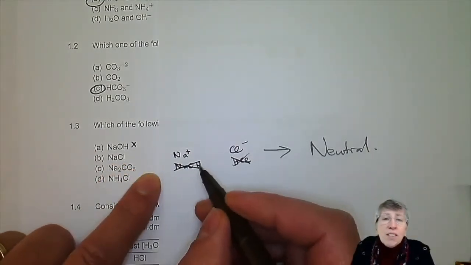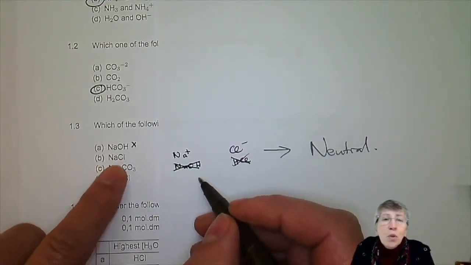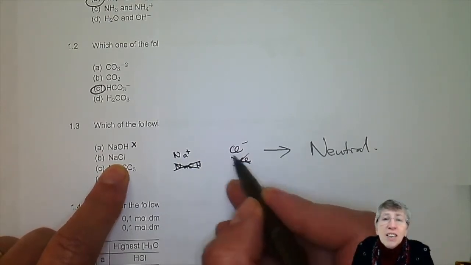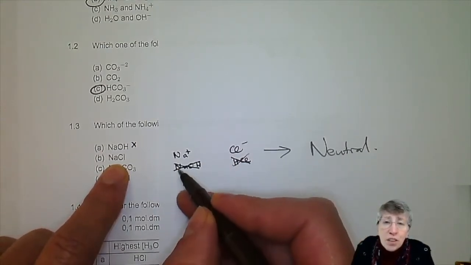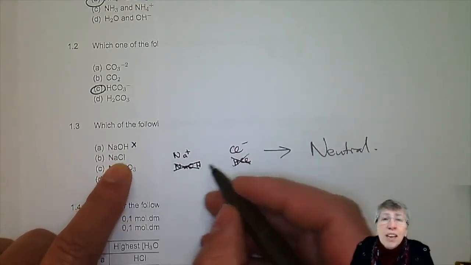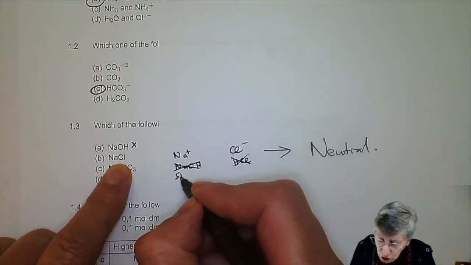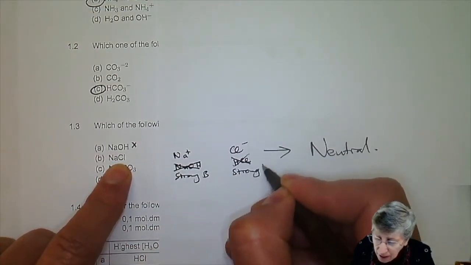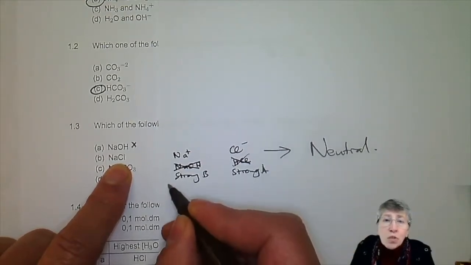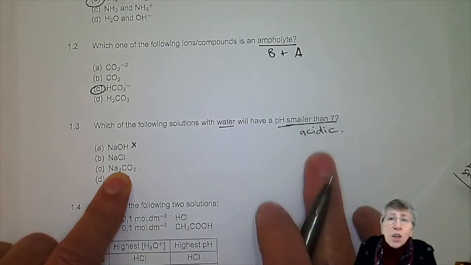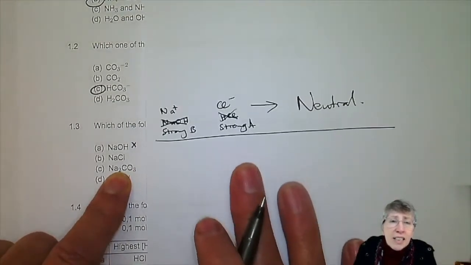You can also say, I can prepare sodium chloride solution by adding sodium hydroxide and HCl and doing double substitution, which will end up with sodium chloride. And this is a strong base and this is a strong acid, and therefore it will end with a neutral solution. Now we're not looking for neutral, we're looking for acidic.